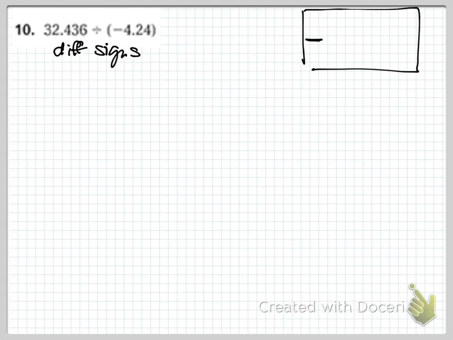So let's do this. I'm going to ignore the negative sign for now because I already have in my answer box that my answer will be negative, so I have myself covered there. I'm going to set up my division problem. We have 32.436 divided by negative 4.24.